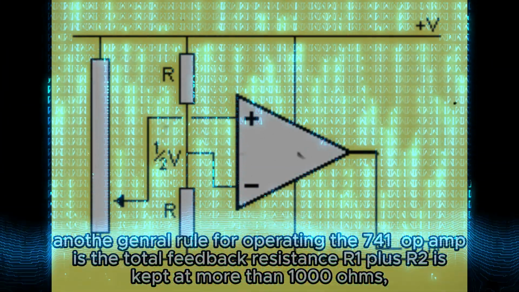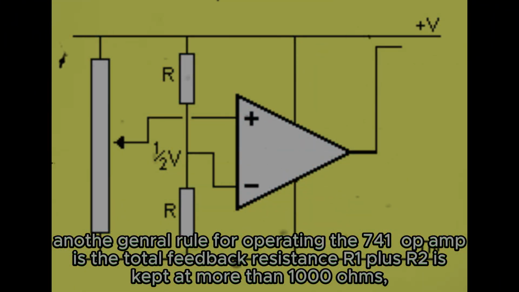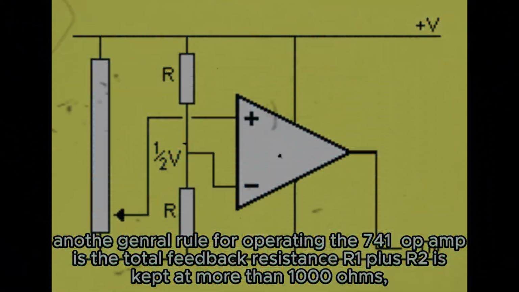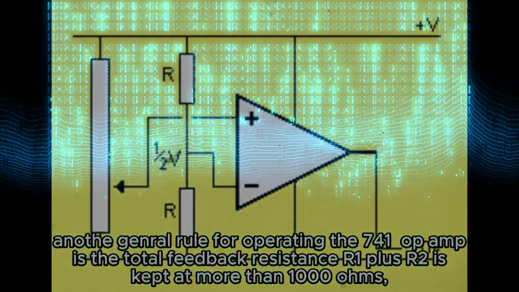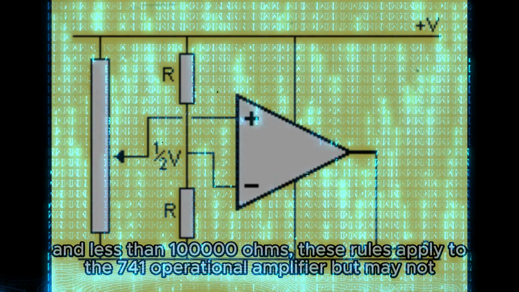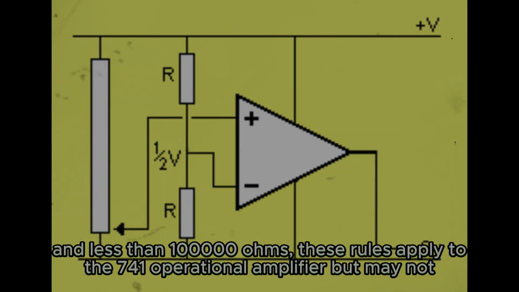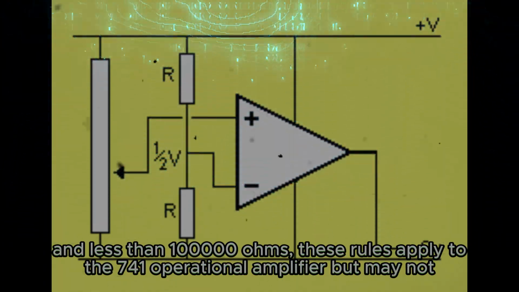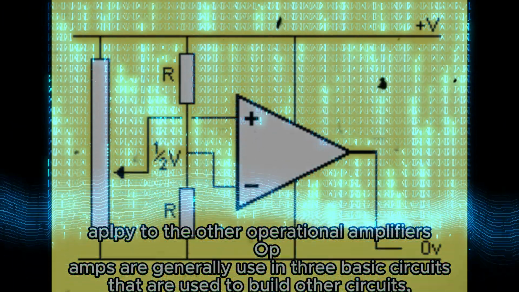Another general rule for operating the 741 op-amp is that the total feedback resistance, R1 plus R2, is kept at more than 1,000 ohms and less than 100,000 ohms. These rules apply to the 741 operational amplifier but may not apply to other operational amplifiers.